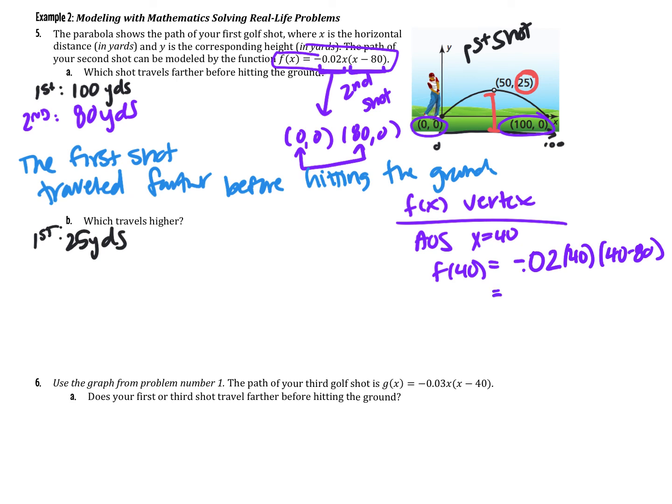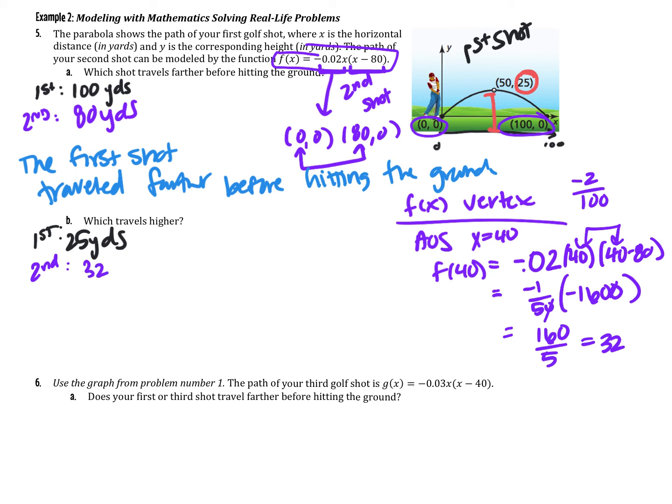So I'm going to rewrite this -0.02. That's the same thing as -2 over 100, which is the same thing as -1 over 50. This is going to become 40 times -40, which is going to be -1600, and I can divide those both by 10. So now I really just need to figure out what is 160 divided by 5, and that's going to be 32. So our second shot has a maximum height of 32 yards. So which travels higher? The second shot travels higher.